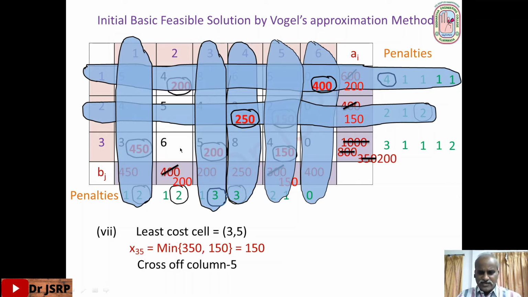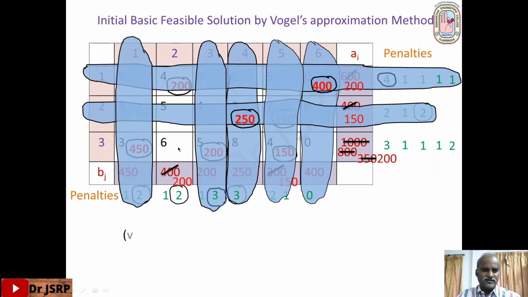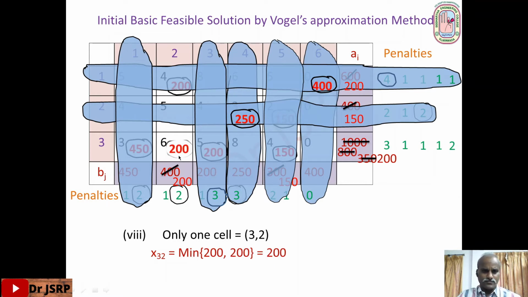So finally we have only one cell, that is 32 cell. So X32 is called available 200, required 200. So minimum is 200. Write here 200 and circle it. So finally, you get only one cell.